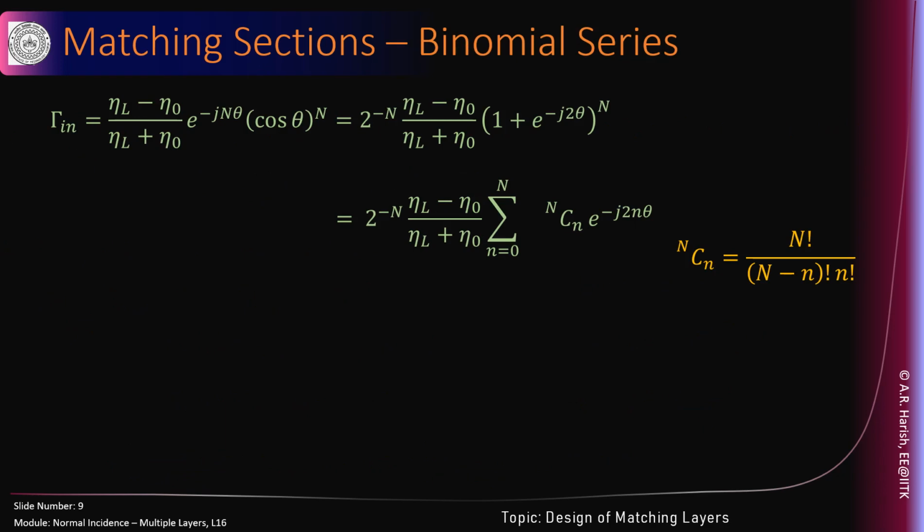Now, if you see the top equation, that's the same result that we saw earlier. We have just now proved that. Now, if you see the last part of the top equation, it can be expressed in the form of a binomial series, which is nothing but summation n equal to 0 to N, capital N C small n e to the power of minus j 2 n theta, where N C n is N factorial upon N minus n factorial times small n factorial.